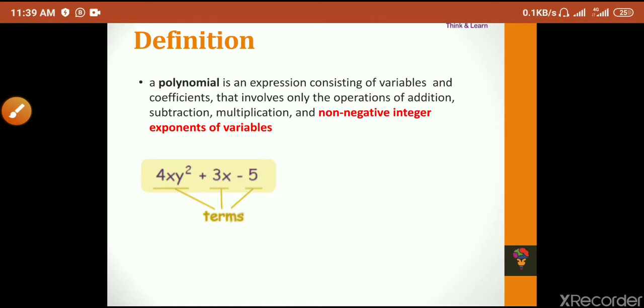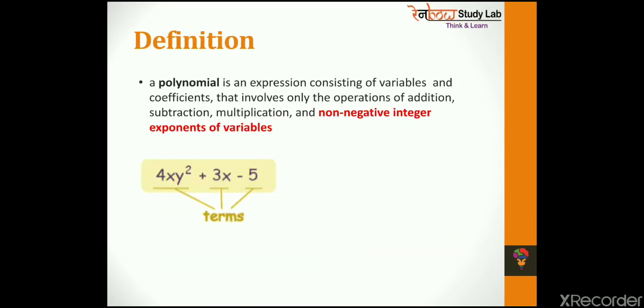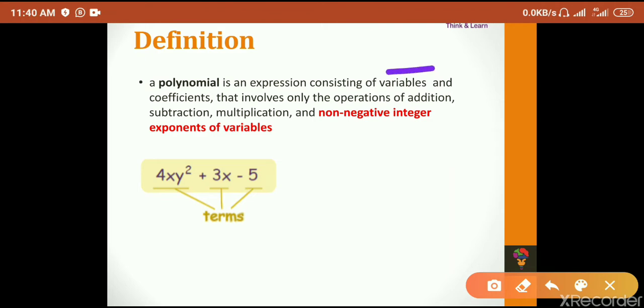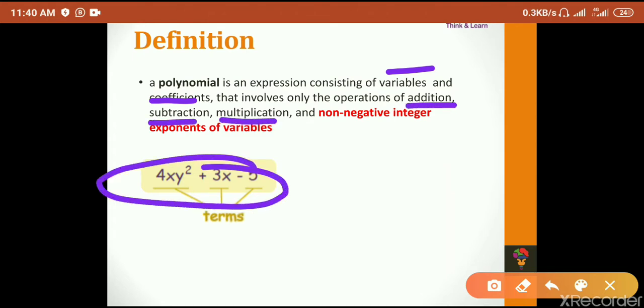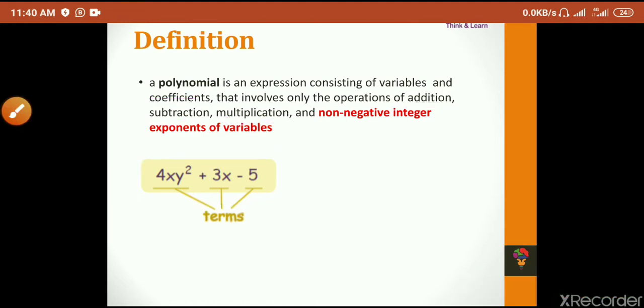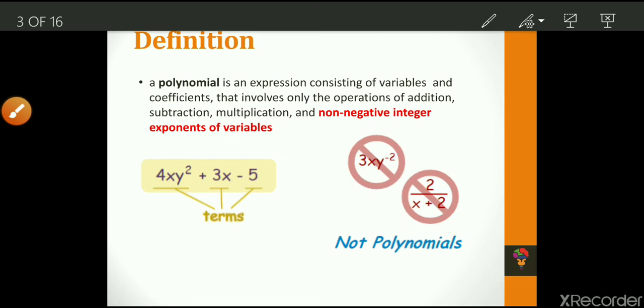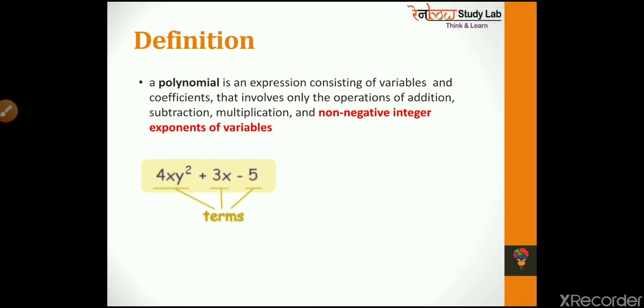I have explained variables, so we've understood variables, then we understood coefficients. Now you already know about addition, subtraction, multiplication. So what operations are we doing here? 4 into x into y square plus 3 into x minus 5. So we are doing addition, subtraction and multiplication. Now the most important thing which I marked in red color: non-negative integer exponents of variable.